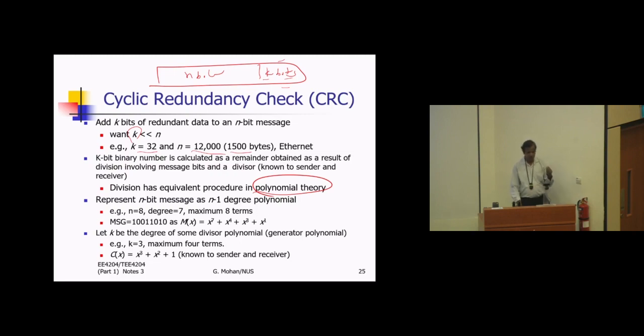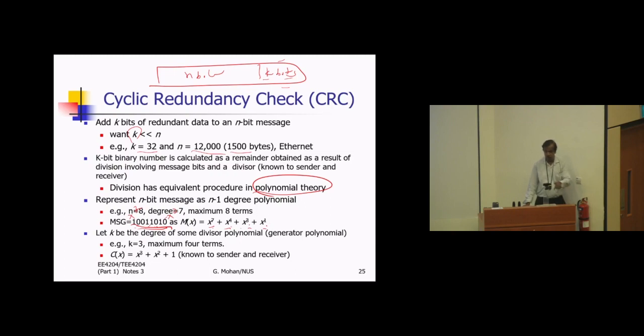So you can imagine that if the message is like this, equivalently there's a polynomial. Let's say it's an 8-bit message, x power 7, x raised to the power 4, and so on. So you can see that this is position 0, x raised to the power 0, and this is x raised to the power 7. Wherever there is a 1, there are 4 ones, correspondingly there are x terms. This is how we represent a message as a polynomial.